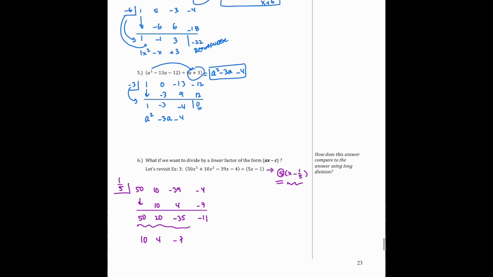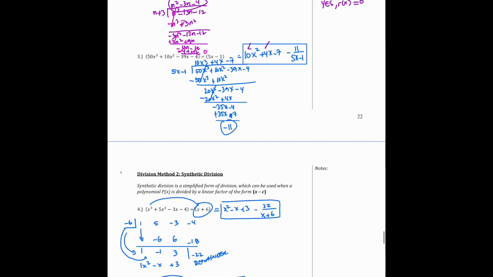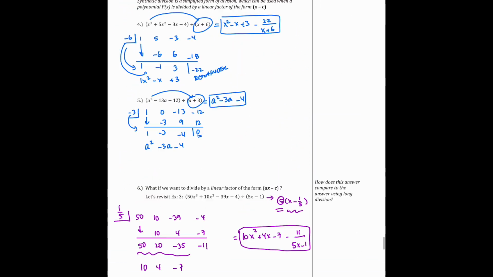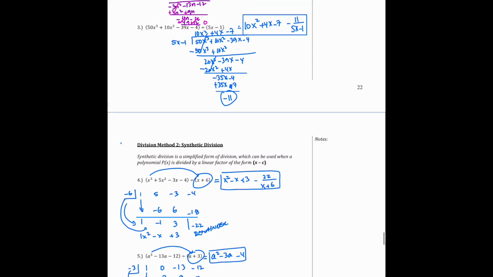And now if you see 10, 4, and negative 7, those match the leading coefficient, the linear coefficient, and the constant, respectively. So with this in mind, we can say this division here is equal to 10x squared plus 4x minus 7 with a remainder of negative 11. So plus negative 11 over 5x minus 1. And if we look back, it should be the same answer as we got in number 3 with long division.